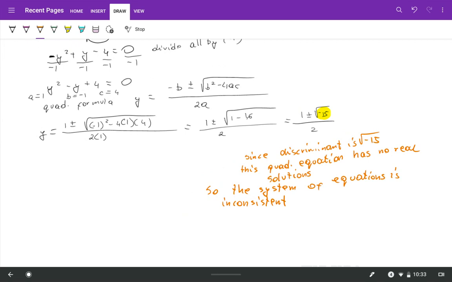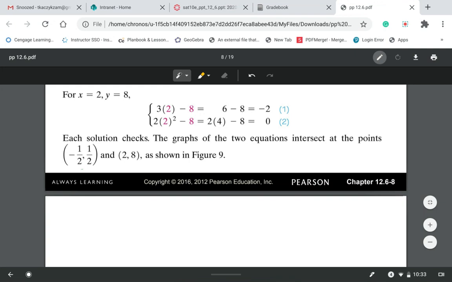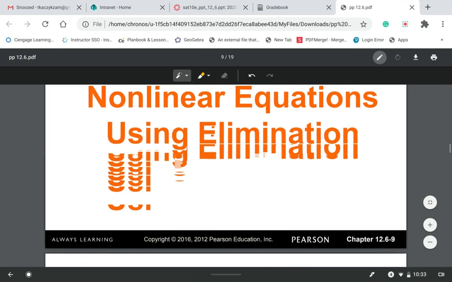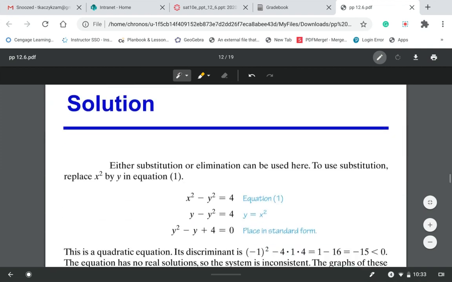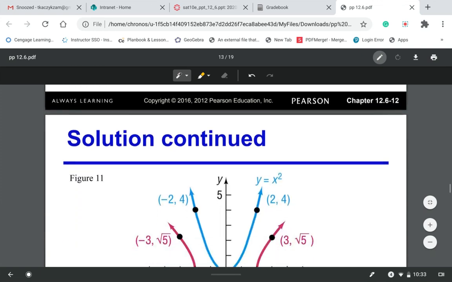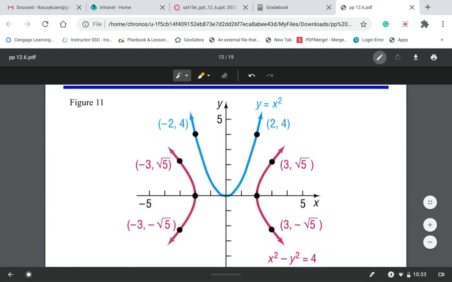So let's go back to PowerPoint and see if they graph that for us. Okay, so we're on this example. And exactly this is what you see. The pink graph represents the hyperbola. The equation of a hyperbola is similar to a circle, but instead of plus, you have a minus. And the blue graph represents the parabola. And like you see, those two graphs don't intersect. That's why the system has no solution. There is no point of intersection. Okay, so you can see that on the graph.